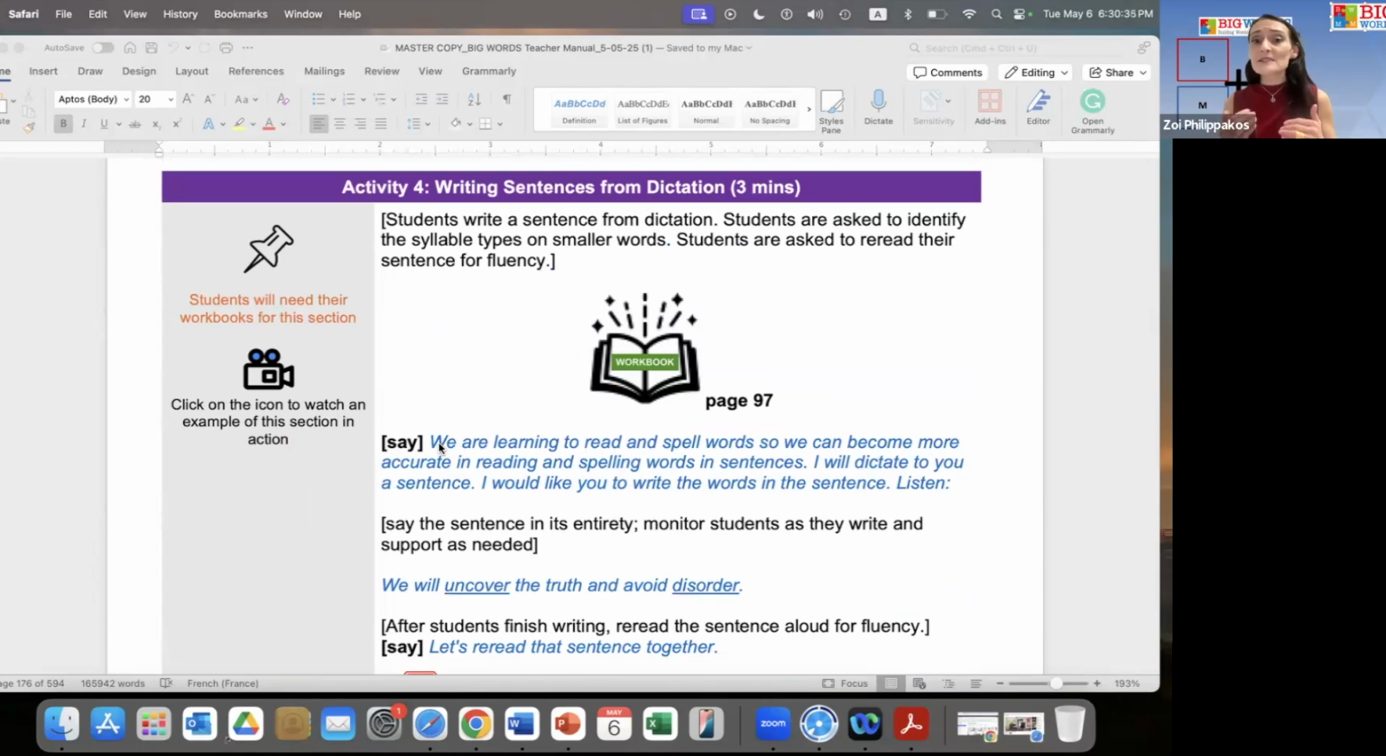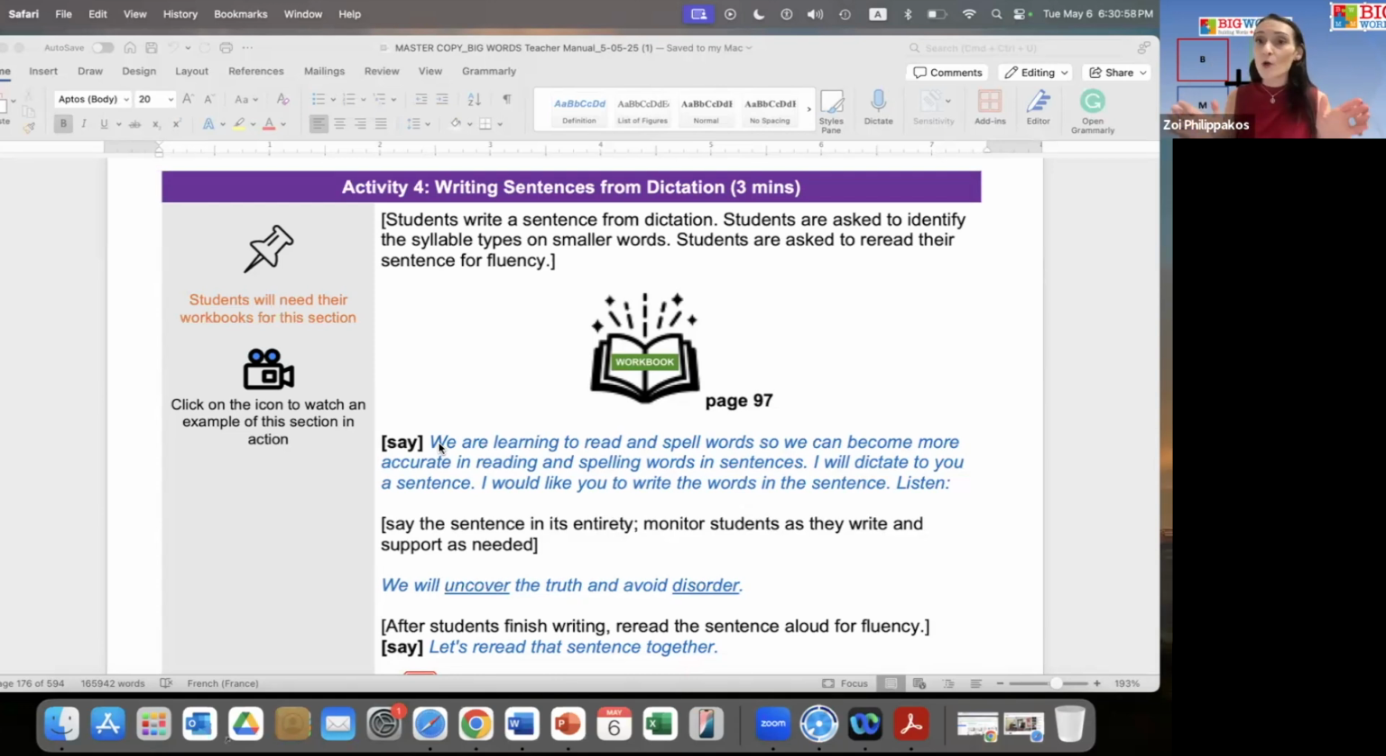We are learning to read and spell words so we can become more accurate in reading and spelling words in sentences. I will dictate to you a sentence, and I would like you to write the words in the sentence. Listen, we will uncover the truth and avoid disorder. We will uncover the truth and avoid disorder. So the teacher repeats the entire sentence.